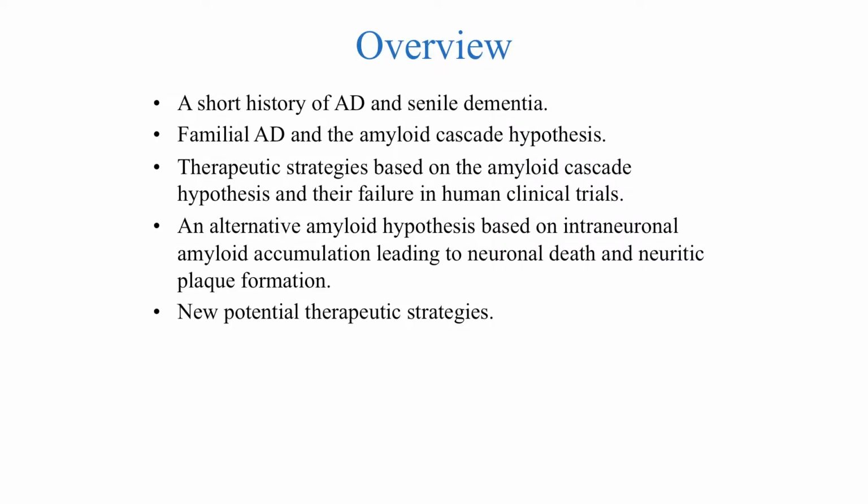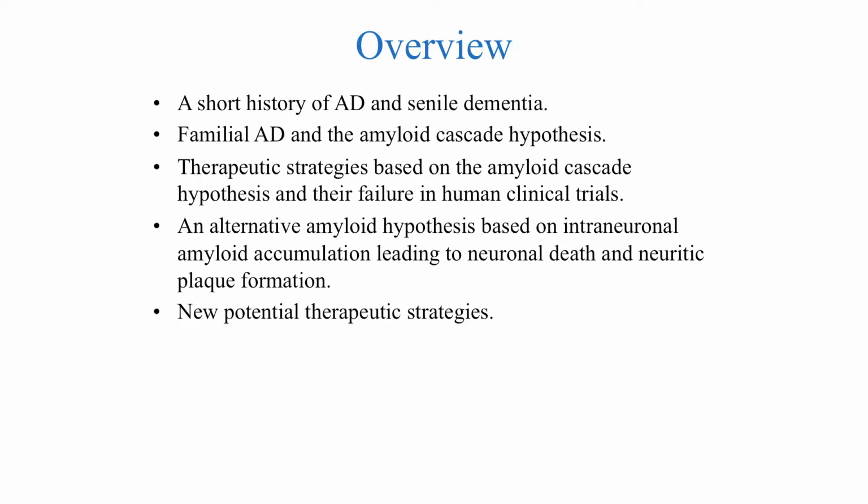So based on this, there's an alternative way you can order all of these facts that have led to the development of the amyloid cascade hypothesis into an alternative amyloid hypothesis, and it's based on the intraneural accumulation of amyloid prior to neuronal death, which leads to the formation of a neuritic plaque. This alternative model proposes that there's a one-to-one relationship between a dying neuron and a neuritic plaque. And then at last, I'll talk about new potential therapeutic strategies based on a different view of the mechanisms of amyloid pathogenesis in Alzheimer's disease.